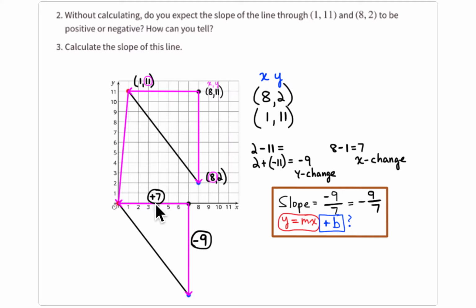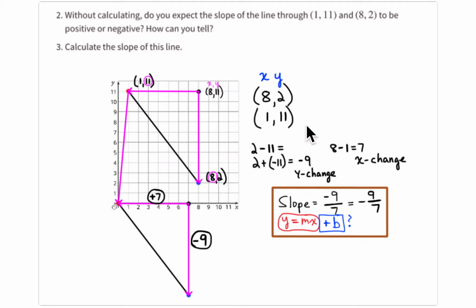So over positive 7. So every positive 7 units, what happens to the change in y? The change in y changes to -9 units. So for every positive 7 units, there's a -9 unit change in y. That is the y equals mx part of the equation. M is the slope. M is -9/7. But what's b? So where does this line cross the y-axis up here? So what is b? We're going to use this information that we have now and figure out the equation.